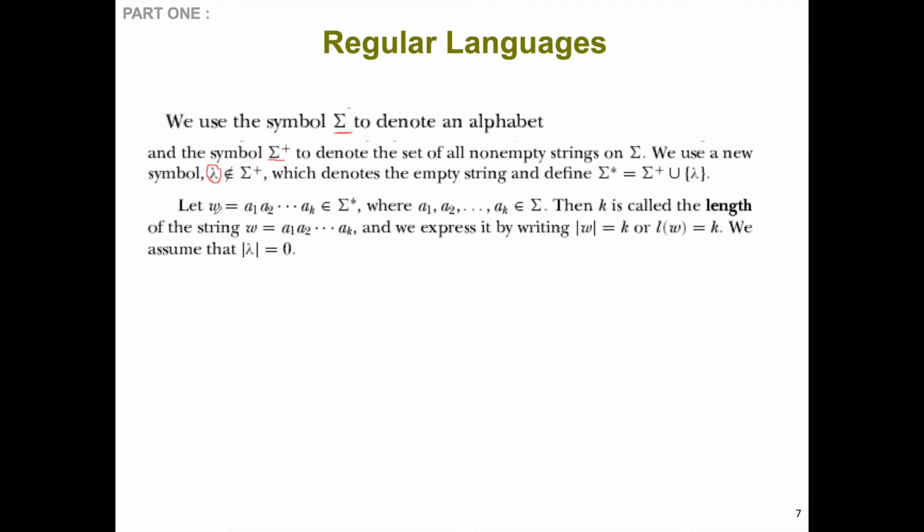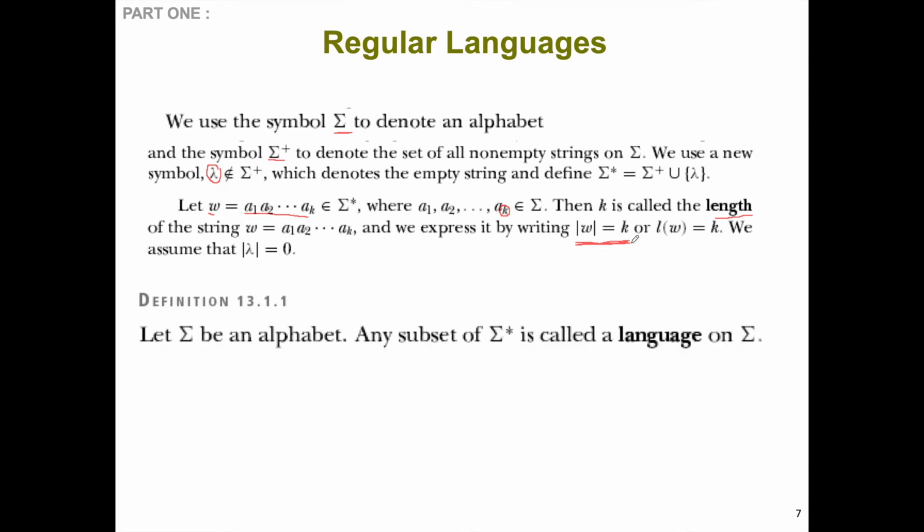Now let's suppose I have W, which has a number of alphabet symbols from 1 to K, and all of these are elements of sigma star. Now the length of the string is this number here. So the length of W is basically the number of elements in W, which is K. So let sigma be an alphabet. Any subset of sigma star can be called a language on sigma.